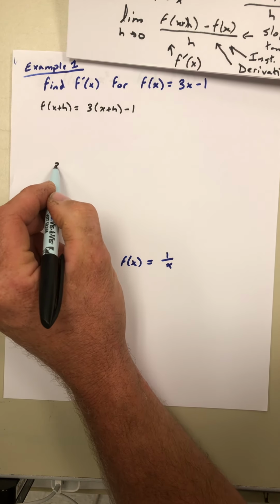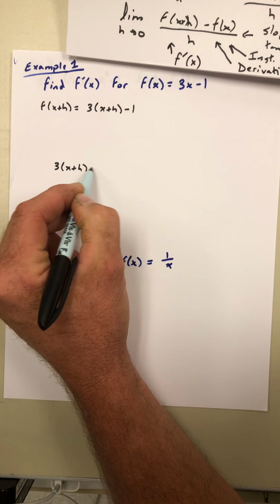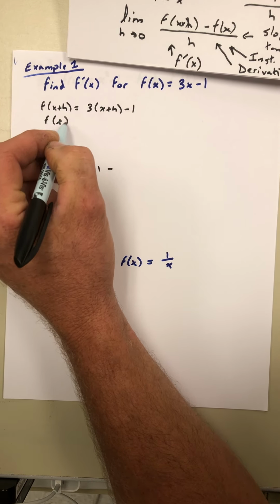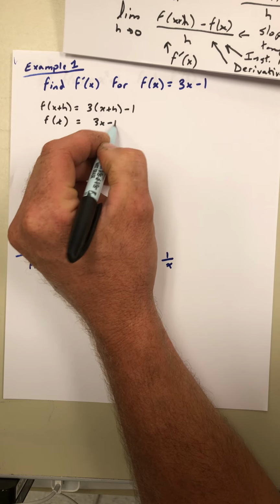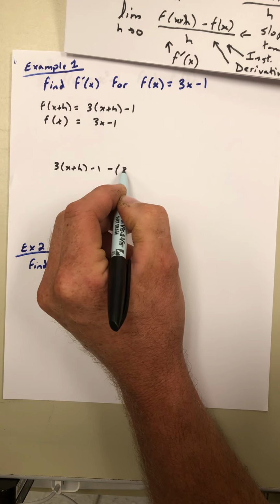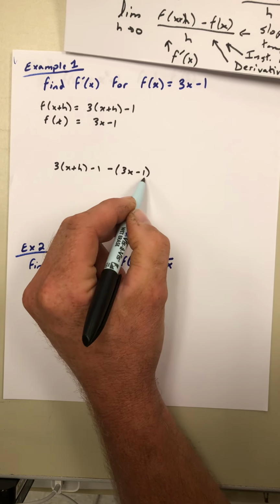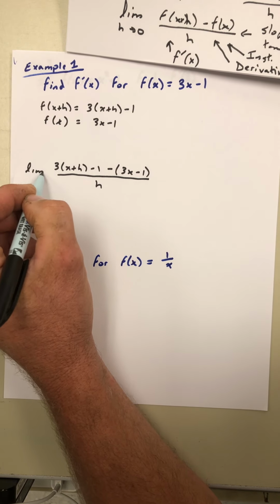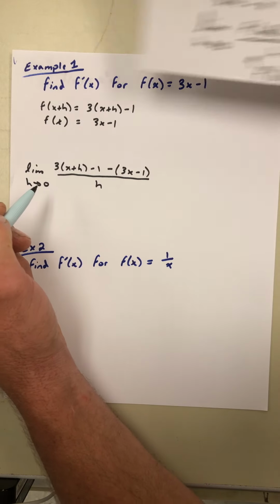I'm going to come down here and write that. From that, we're going to subtract f of x. Well, f of x is simply replacing your x's with x, so we get 3x minus 1. So we're going to subtract off this 3x minus 1, and we're going to divide that by h, and we're going to take the limit as h approaches 0.